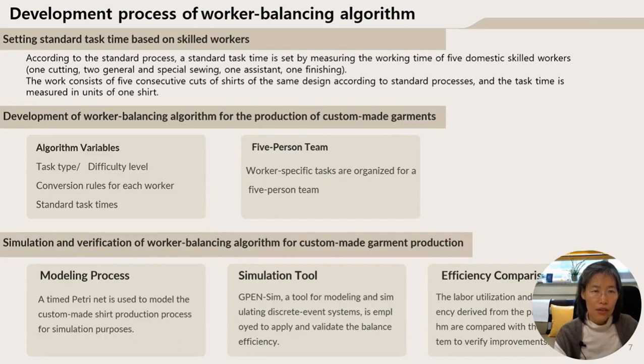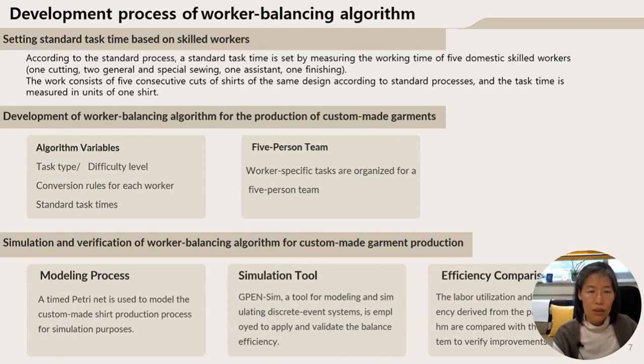Next, we set the standard task time based on skilled workers. A standard task time is set by measuring the working time of 5 domestic skilled workers, all of whom have over 30 years of experience and can handle all kinds of sewing machines. The work consists of 5 consecutive cuts of shirts of the same design according to standard processes, and the task time is measured in units of 1 shirt.